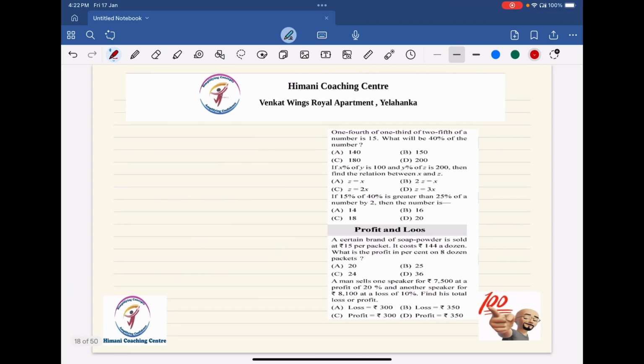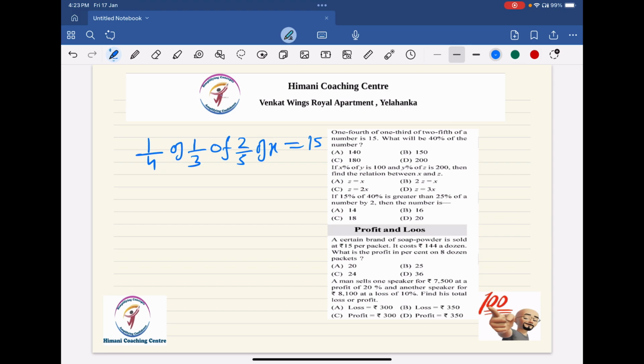Okay. Now let us move to the next question. 1/4 of 1/3 of 2/5 of a number. Okay, so let us start. What are they saying? Let us put those down. So 1/4 of 1/3 of 2/5 of a number. Let us say that number is x and that is equal to 15.